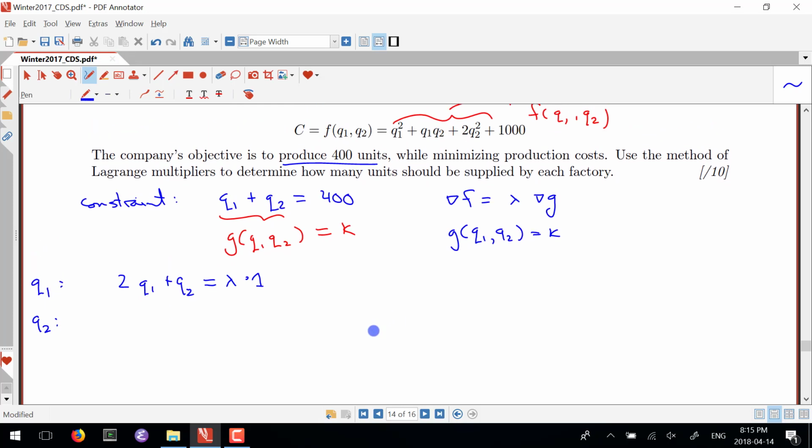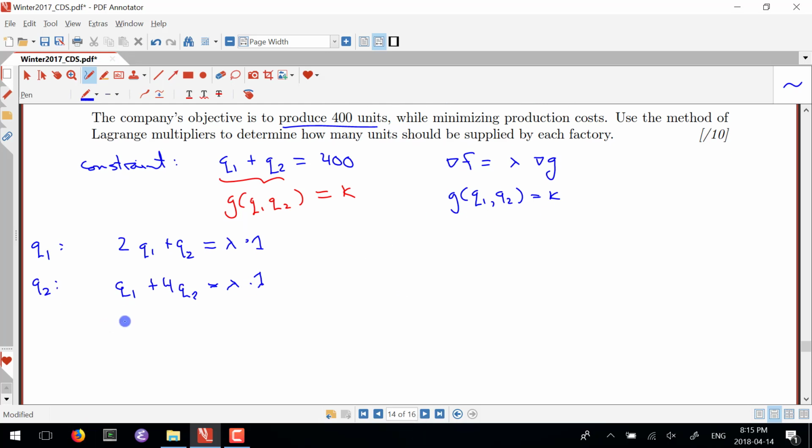Do the same thing again, but for q2, we will have q1 plus 4 q2s equals lambda times the q2 component of the gradient of g, that is also fortunately just 1. And last but not least, we'll have our constraint q1 plus q2 equals 400. Putting all that together, label our equations here. In this particular case, I think the easiest way to solve it is to set 1 equal to 2 because both of them have equals lambda on one side.